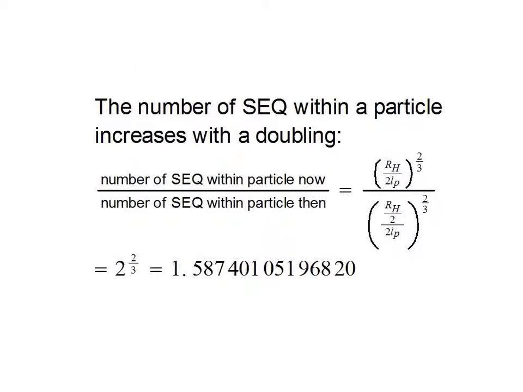The number of small energy quanta within a particle increases with a doubling. We see here our value for the number of SEQ within a particle. This is our situation now, and RH over 2 is the situation then. Calculating this, we find that the number of SEQ within a particle increases by 2 to the 2/3 power, or approximately 1.587 times with each doubling of the hyperverse radius. And this is important. We can see that the particle is accumulating small energy quanta as time progresses.